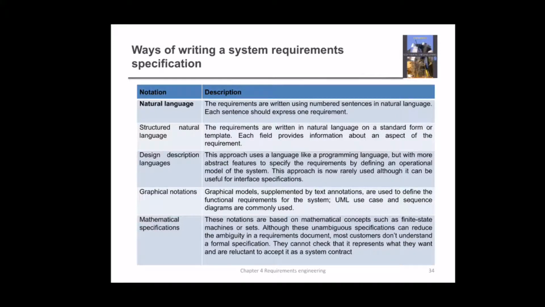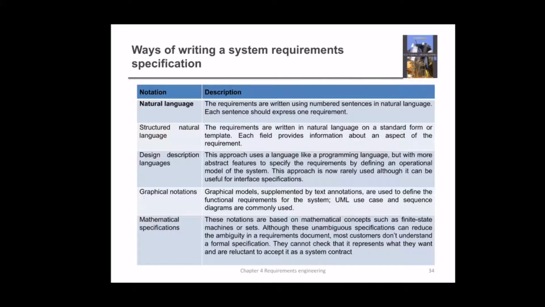Then design description language. This language was used in the earlier days, which is similar to a programming language but will not have each and every syntax, but nowadays we are not using this. Then we have graphical notations. Graphical models supplemented by text annotations are used to define the functional requirements for the system. For example, UML use case diagrams, sequence diagrams. These are the diagrams which are commonly used for the graphical notations.